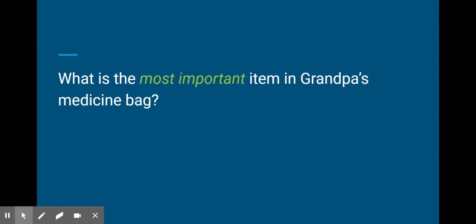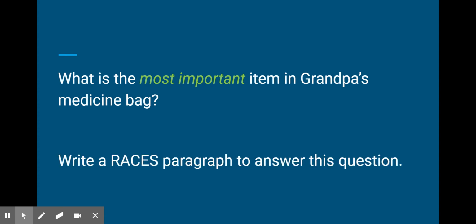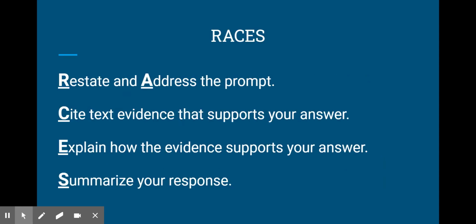Now, if that's an essay prompt, you should immediately recognize, hey, that's an opinion. I could be right, I could be wrong. Actually, you probably can't be wrong. Every answer can be right as long as it's on target, but you have to support it appropriately. So we're going to use the RACES approach to answer this question.